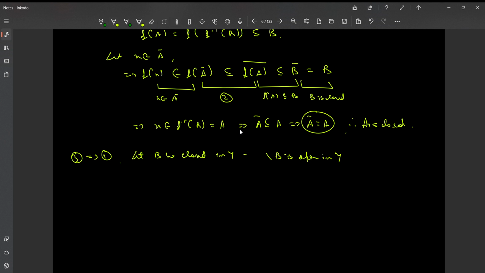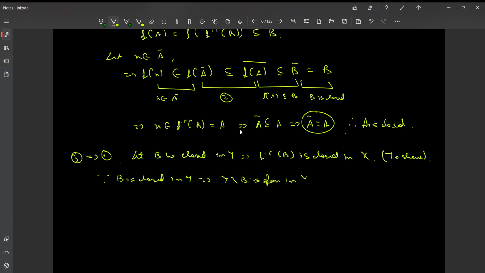We need to show that f is continuous. We can do it not in this form; we need to use the fact that inverse images of closed sets are closed. Let B be closed in Y. Then that implies f inverse B is closed in X. This is what we need to show. Observe that since B is closed in Y, Y minus B is open in Y.